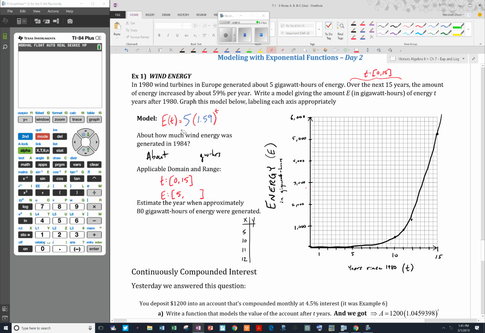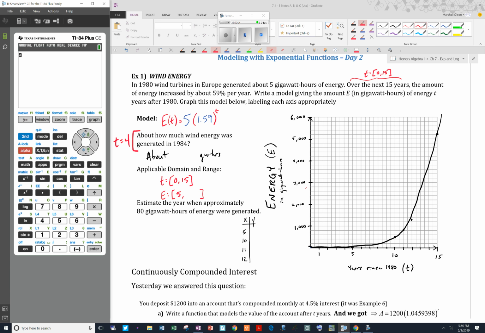Since I already have this in as y sub 1, I can use function notation. For this question here, where it says in 1984 how much wind energy was there, we want t to equal 4. So I can use function notation on my calculator and put in 4 for t into the function. I already have the function typed in, so all I need to do is tell it where to get it.